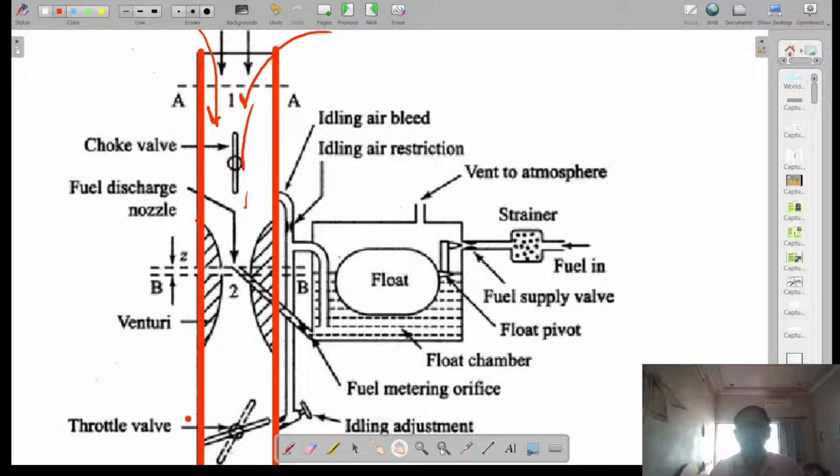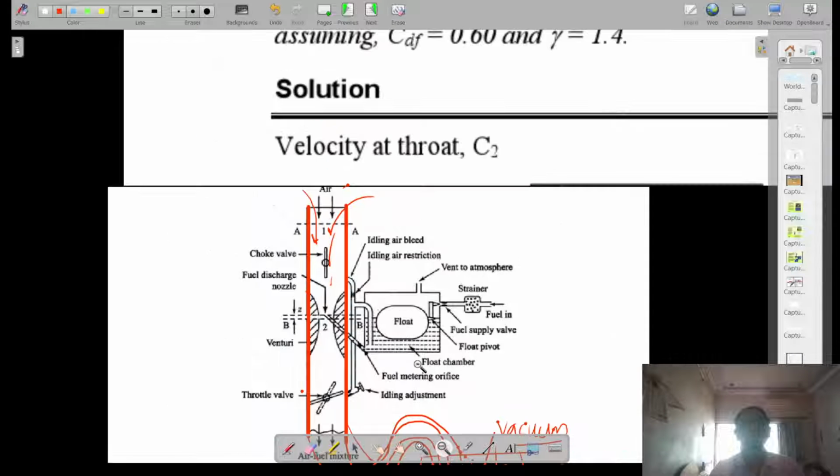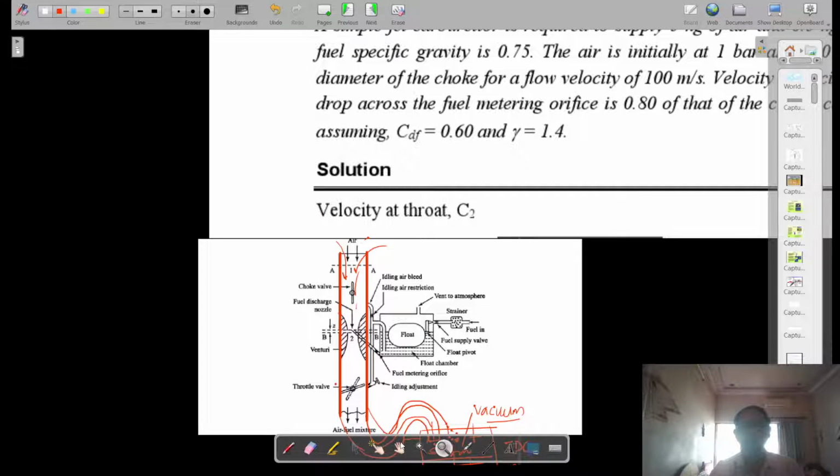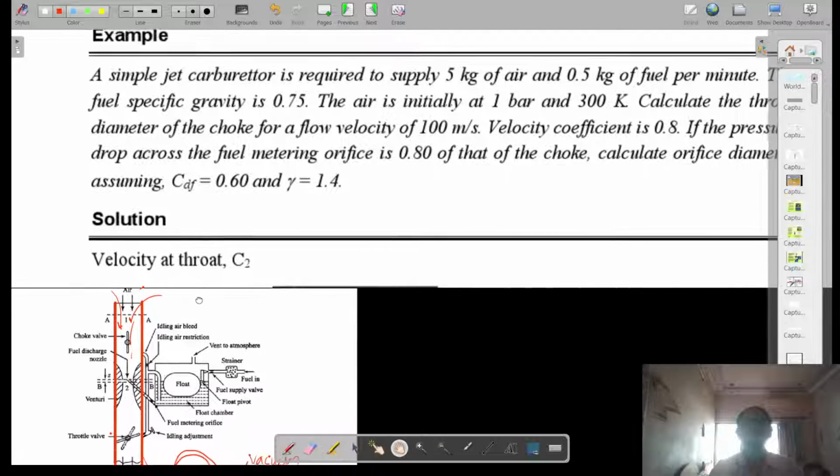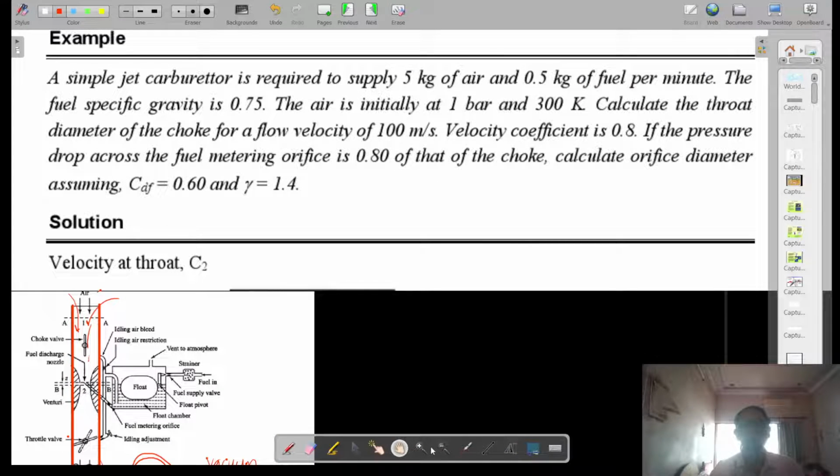Now we go to our problem. This is the problem we intend to solve today. A simple jet carburetor is required to supply 5 kg of air. So you are required to find the fuel supply for 5 kg of air. So ma, I can write here the value of ma.